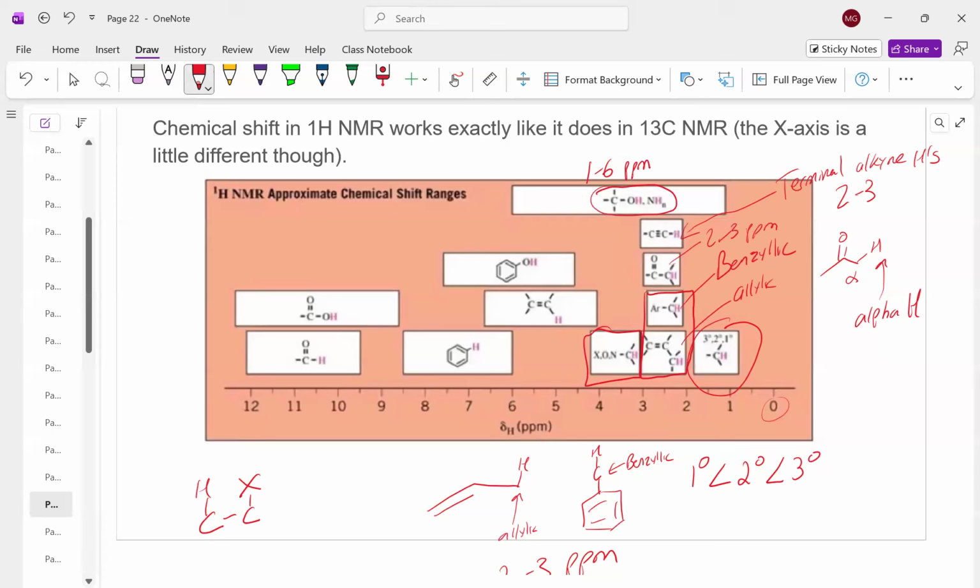Then we're going to go into our double bond region. So these are hydrogens on sp2 carbons. So these right here are your typical vinylic hydrogens. Vinylic stands for a hydrogen on a double bond. So kind of memorize those somewhere between 4 and 6. And then 6 to 8, you're going to have aromatic hydrogens, or hydrogens on benzene.